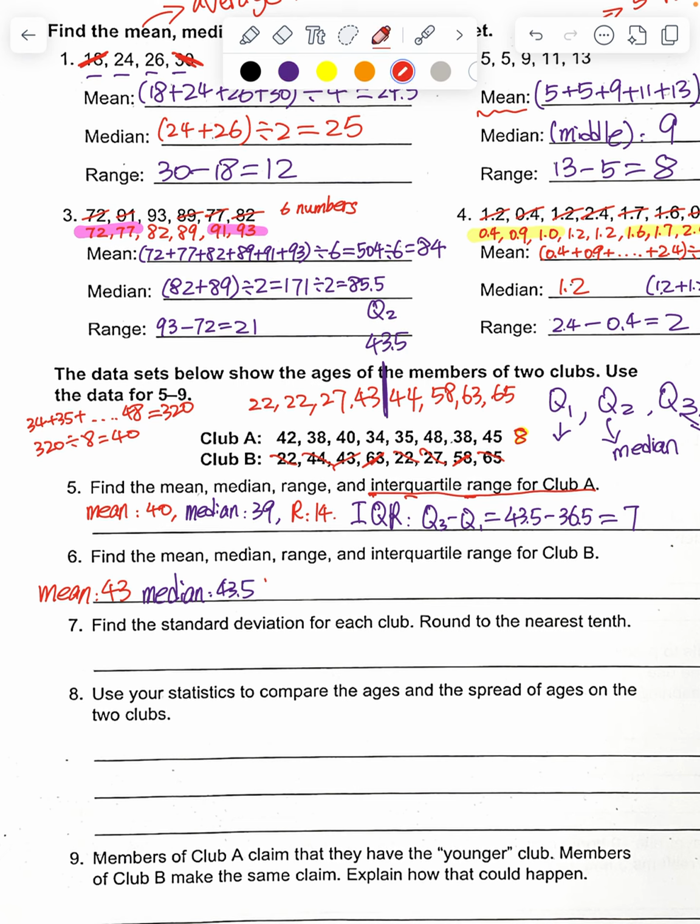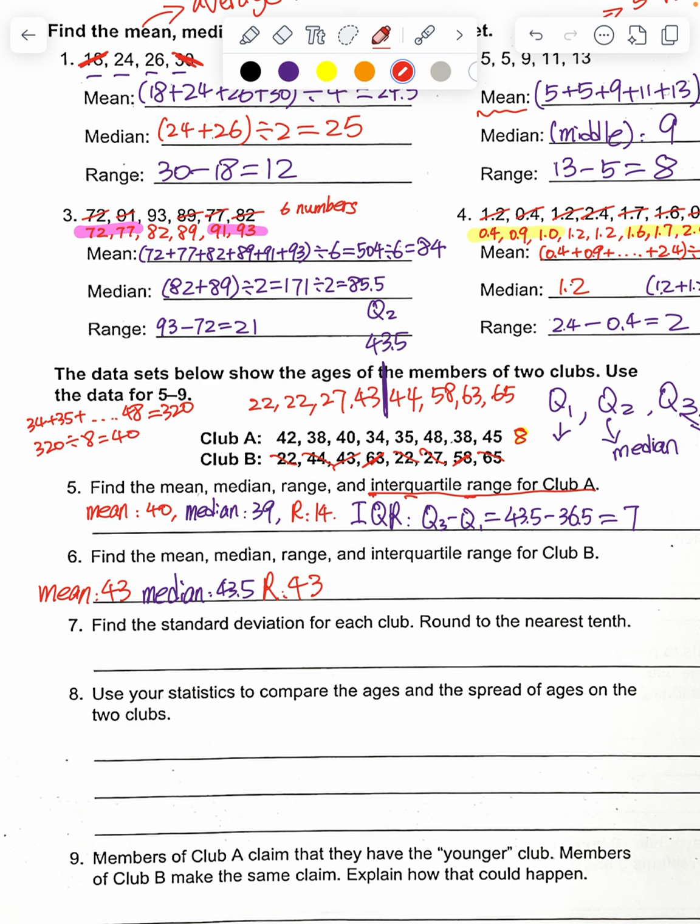Okay, range. I'm going to use R to represent the range. It's going to be the biggest one, which is 65, subtract 22. That's going to be 43. Oh, the range is pretty big. 65 subtract 22 equals 43.